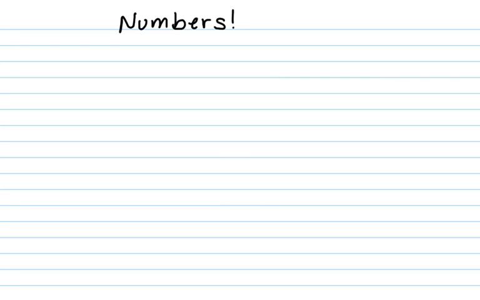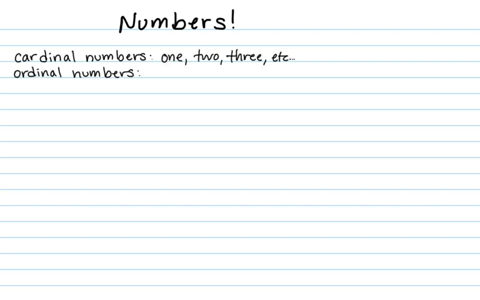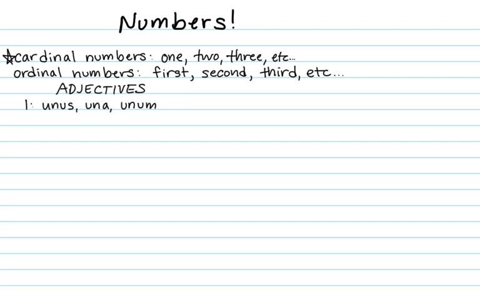There are two kinds of numbers. Cardinal numbers, which means 1, 2, 3, 4, 5, 6, 7, 8, 9, 10. Ordinal numbers, which means 1st, 2nd, 3rd, 4th, 5th, 6th, 7th. We will start with cardinal numbers on this slide. Things you need to know about numbers: they're actually adjectives. They modify nouns.